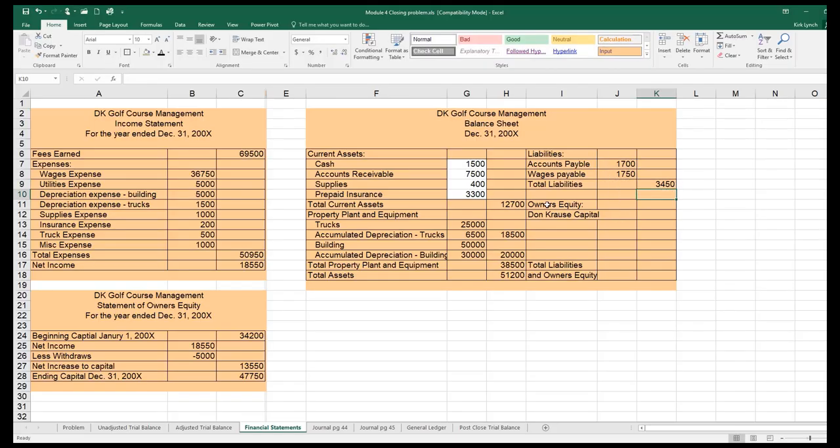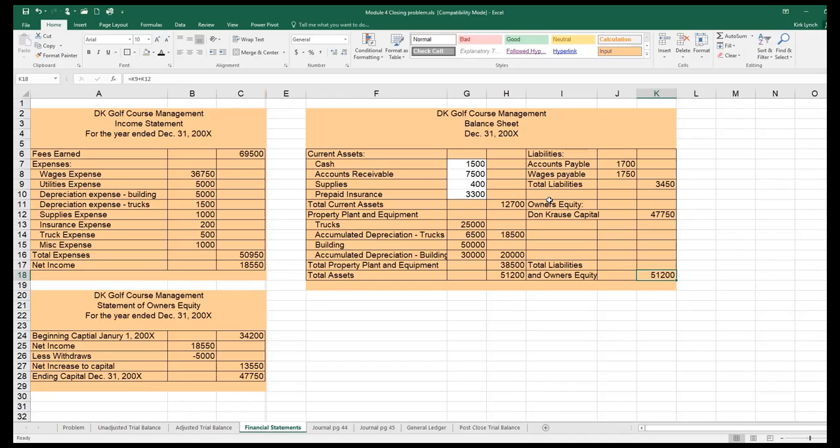Yes, 3,450. Our owner's equity ending balance from our statement of owner's equity is 47,750, and that's the number that goes here, 47,750. And if we add our total liabilities and our total owner's equity together, we should get the same number as we did with total assets, and that's equal to that plus that, and we get 51,200. We can see that that matches our assets, and the accounting equation, assets equals liabilities plus owner's equity, has been satisfied. And so that's how we do our financial statements as a quick review.